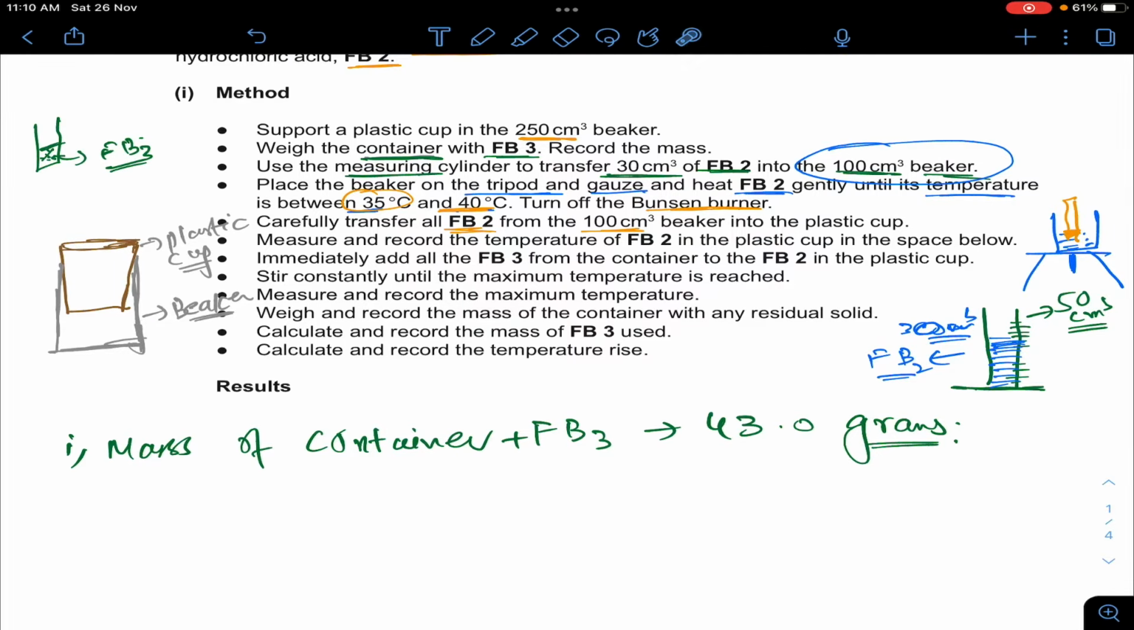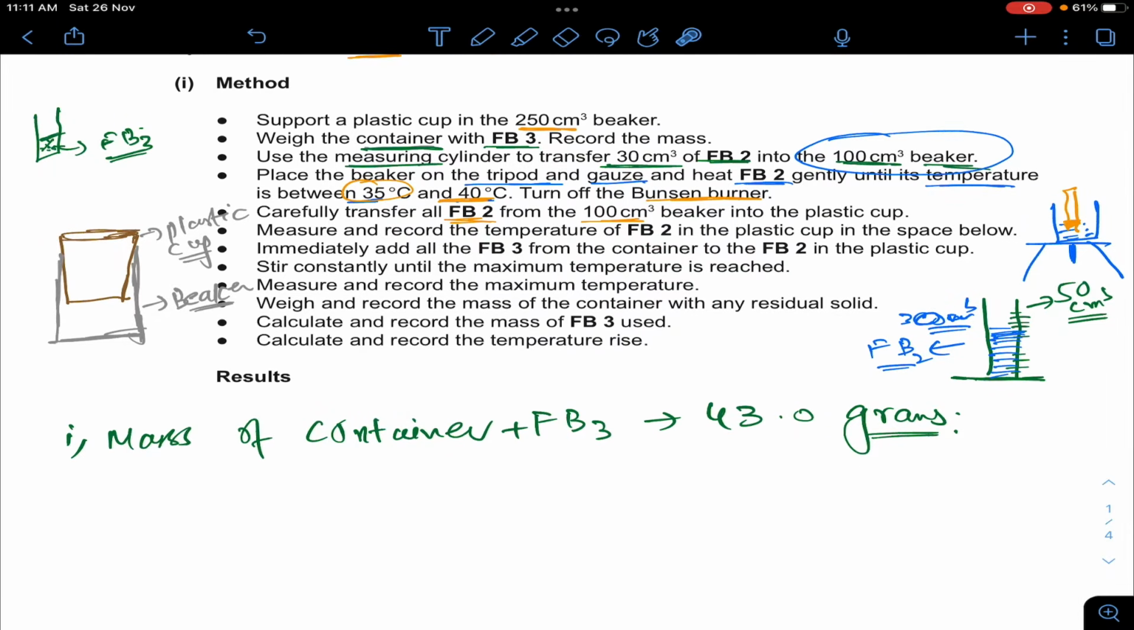So you'll transfer this solution of FB2 into this polystyrene cup, this plastic cup. Carefully transfer all FB2 from the 100 cm cube beaker into the plastic cup. Next, measure and record the temperature of FB2 in the plastic cup in the space below.